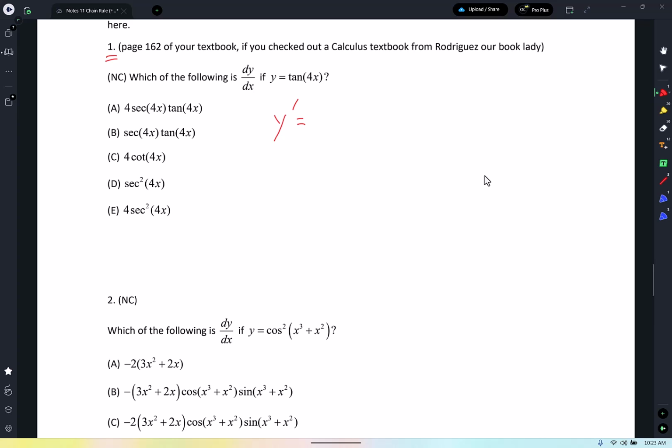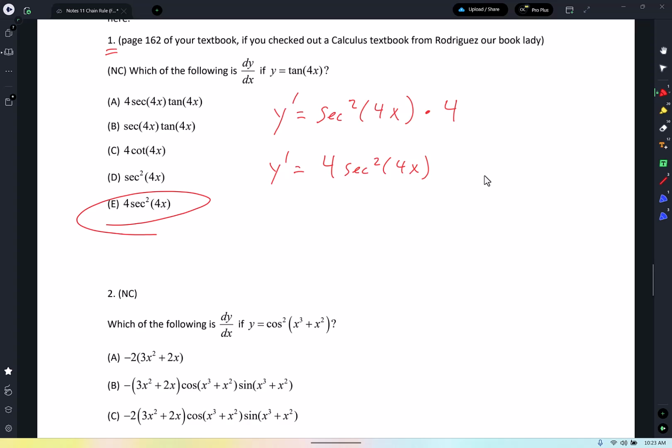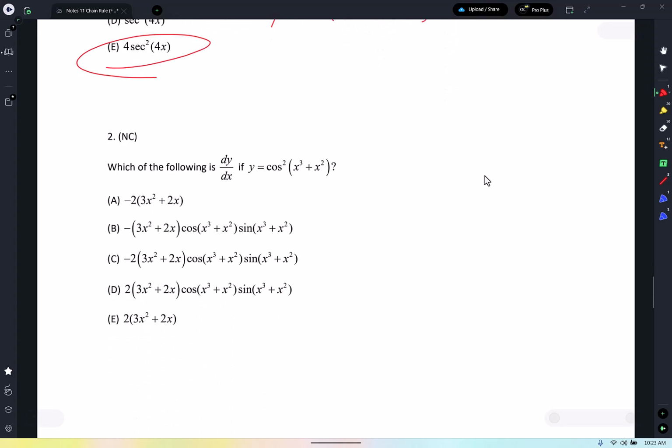What's the derivative of tan? Secant squared. Leave the inside alone. Am I done? Times what? Which is? So I'm looking for 4 secant squared of 4x. Is it in there? All right. Give number 2 a shot. Rewrite it.